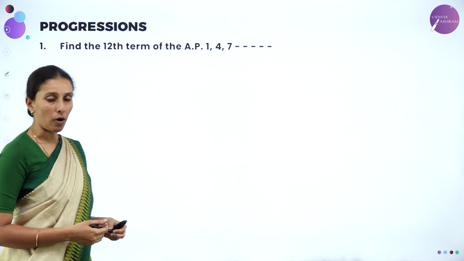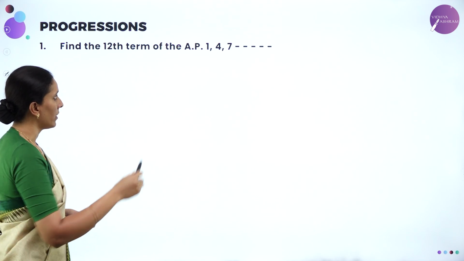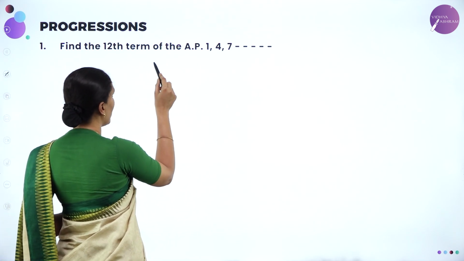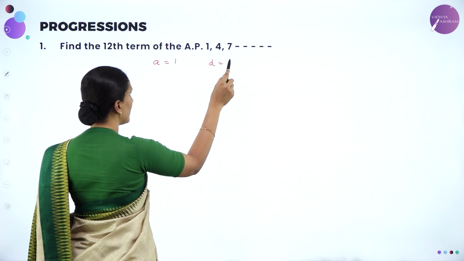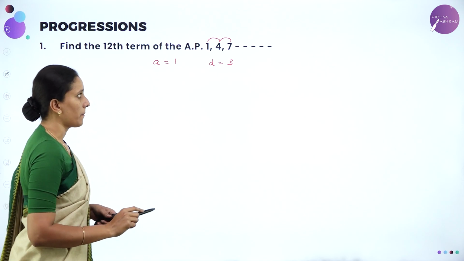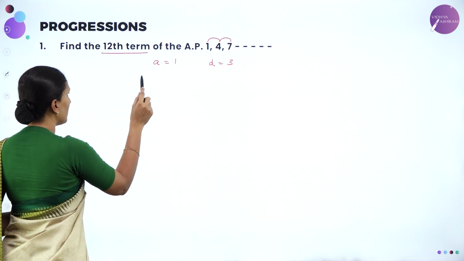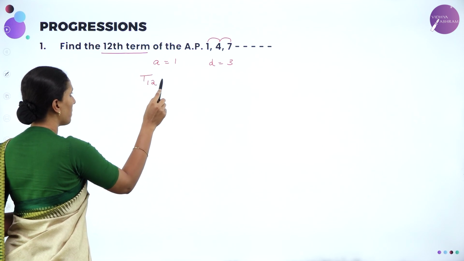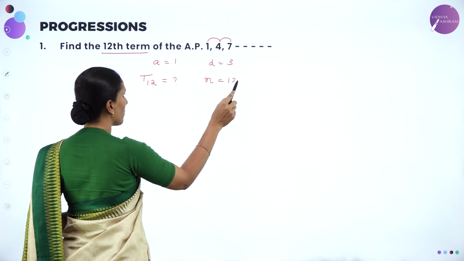Now let's take a few problems. Find the 12th term of an AP 1, 4, 7. So by observing the sequence here, we can write the value of A is 1, the value of D is 3. You can see 4 minus 1 is 3, 7 minus 4 is 3. So therefore the common difference is 3. We need to find out the 12th term. That means we need to find T12. So when I say T12, n is given as 12.